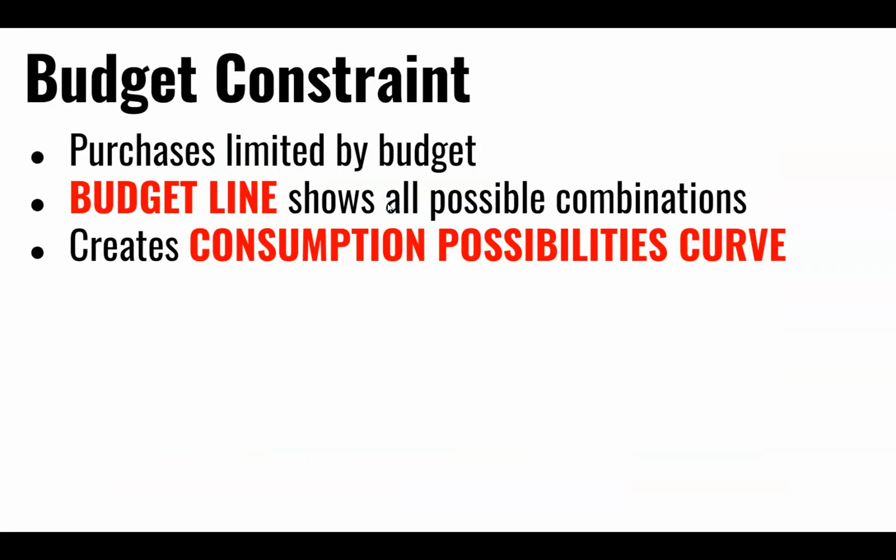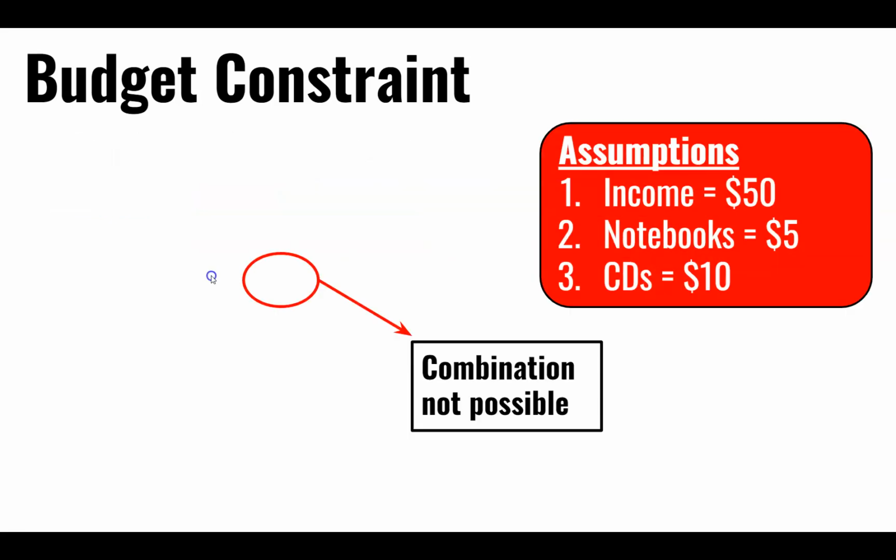Now, we live in a world of constraints. We live in a world of scarcity. In this case, it's how much money we have. We can't buy everything we want because I only have so much money. So we have to develop what's known as a budget line. That will tell us the maximum amount of goods that we could buy based on the combination of goods that we're facing. And that creates what's known as the consumption possibilities curve.